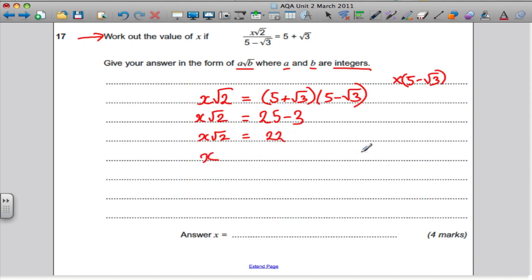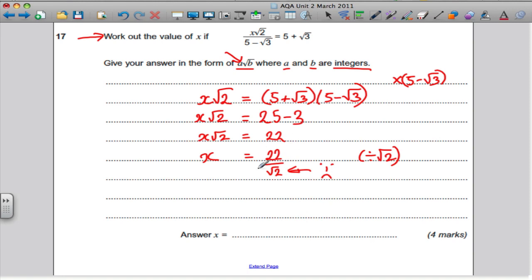Therefore x, dividing both sides by root 2, must equal 22 divided by root 2. However, the question does not want it in the form a root b, it's not in that form yet, and mathematicians hate surds on the bottom of fractions, it makes them unhappy.